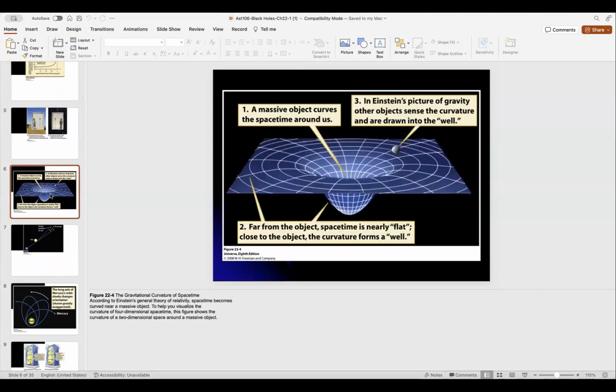So here is a description of the general theory of relativity. It can be described by 3 simple sentences. A massive object curves the space-time around us. Far from the object, space-time is nearly flat. Close to the object, the curvature forms a well. In Einstein's picture of gravity, other objects sense the curvature and are drawn into the well.